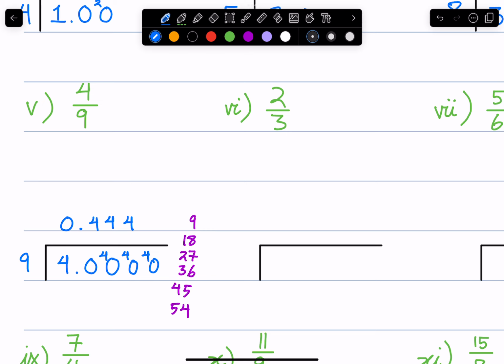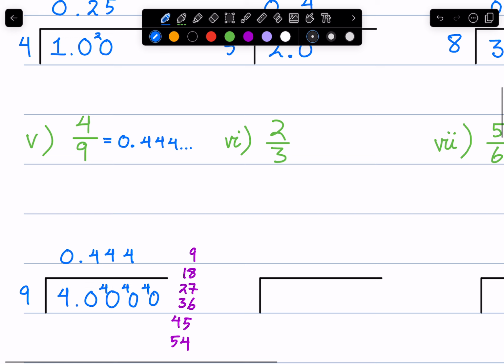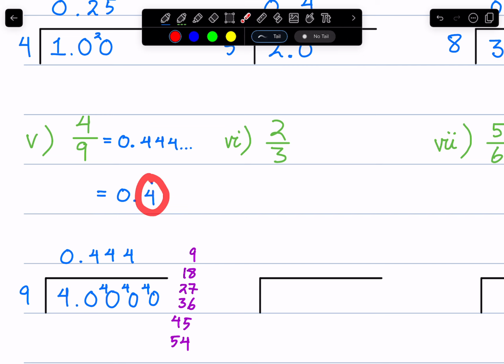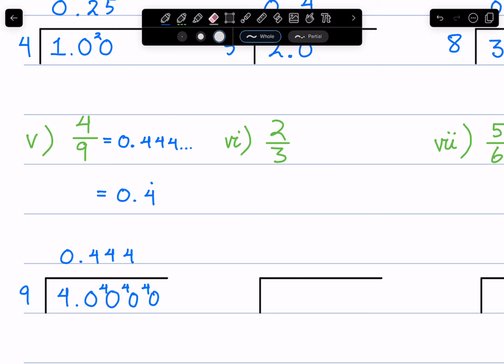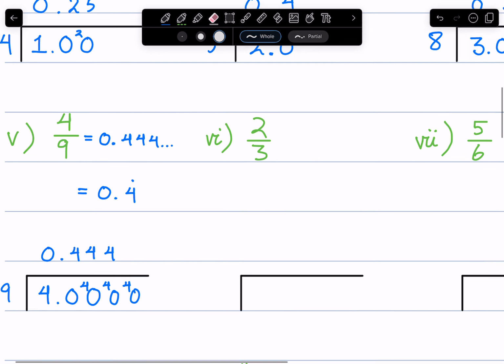So for this, we can write this as 0.444 dot dot dot, and this repeats forever. But with recurring decimals, we actually write this as 0.4 with a dot on top of the digit that is repeating. So 0.4 with a dot on top of it means that this 4 repeats forever. Okay, so let's keep moving forward with this next example here.